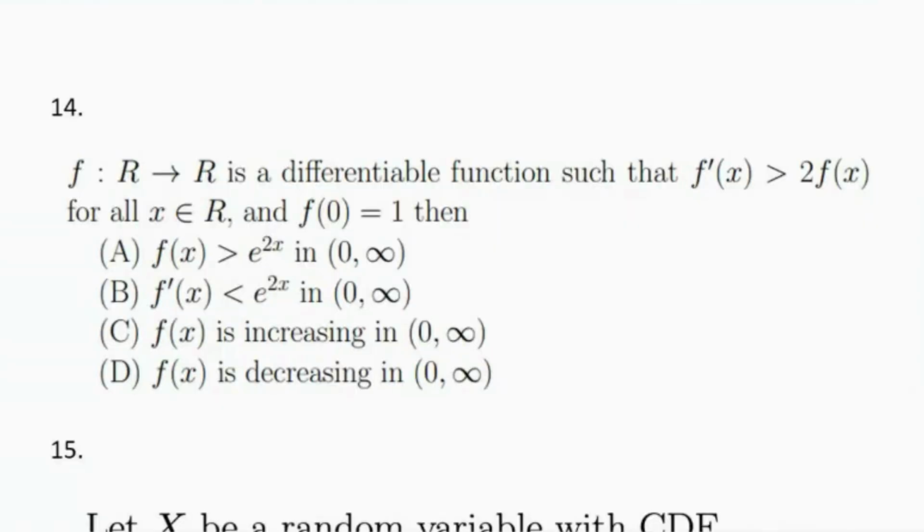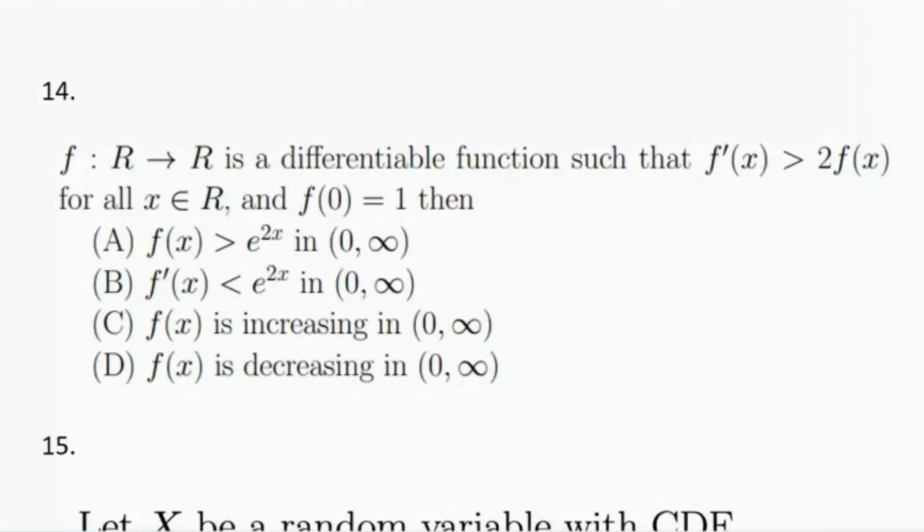Which says that f is a differentiable function on the domain of R, and f dash x is greater than twice fx for all x belonging to R, and f0 is equal to 1. And we are given four options. So let us go check the four options one by one.